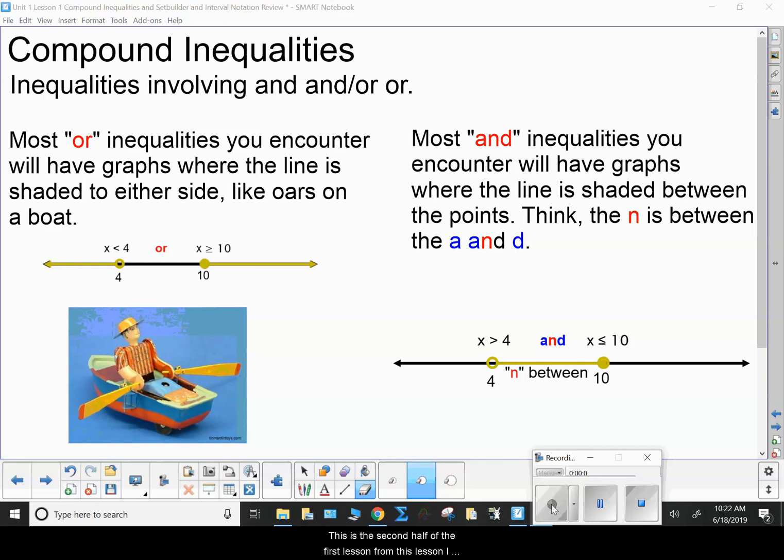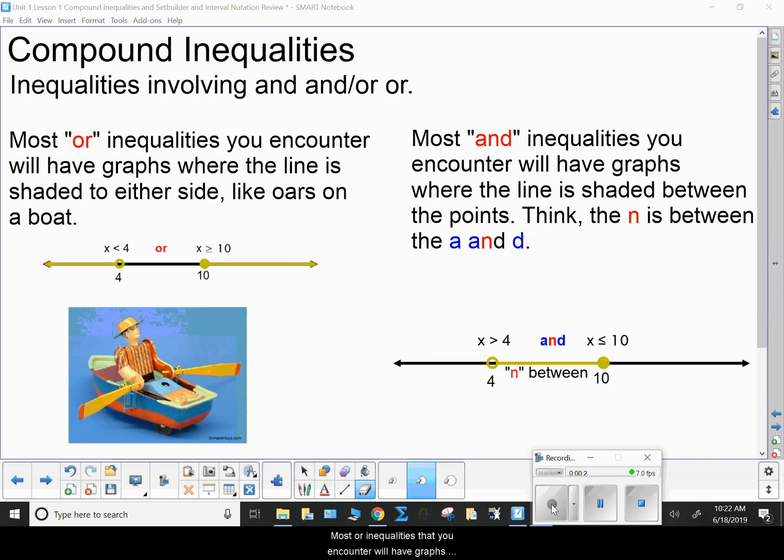Inequalities. This is the second half of the first lesson. I broke this lesson into two parts in case you wanted to split up your time. Compound inequalities. We're going to put together what you've learned in Algebra 1, meaning solving basic linear inequalities, and combining it with ands and ors.